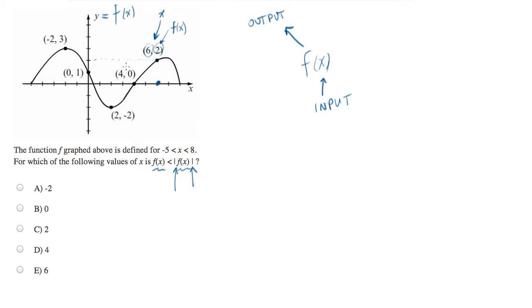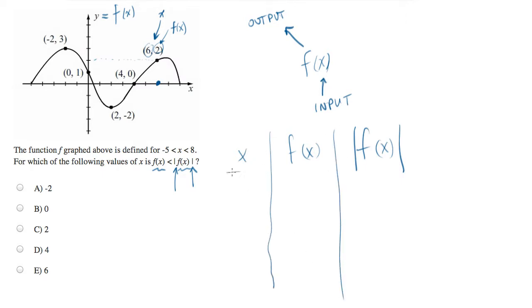So what we want to figure out is for which one of these points, and there's 5 of them on the chart, is f of x less than the absolute value of f of x. So let's make a chart where we compare f of x and absolute value of f of x. And on this chart, I'm actually also going to add in x, because that's going to come up in a moment. And for each point, let's fill all of these in.